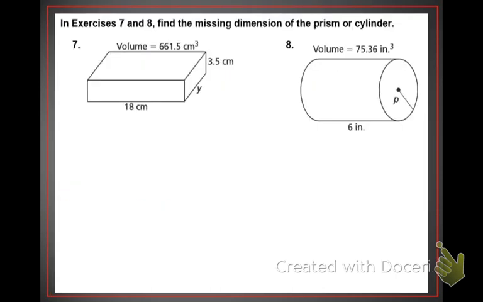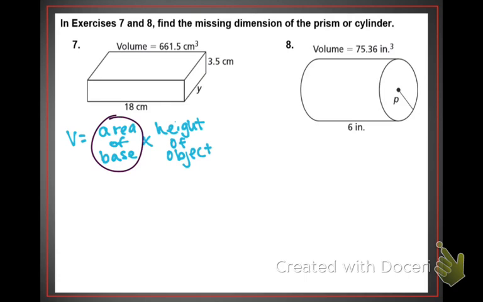We're going to look at the bottom of the page. We have 2 pictures, but we're going to do the same thing. Find the missing dimension of the prism or cylinder. We're going to use the same volume formula, but we're going to plug in the area formula for the base. So what shape is the base? Pick one. They're all rectangles, so let's pick a rectangle to make our base.